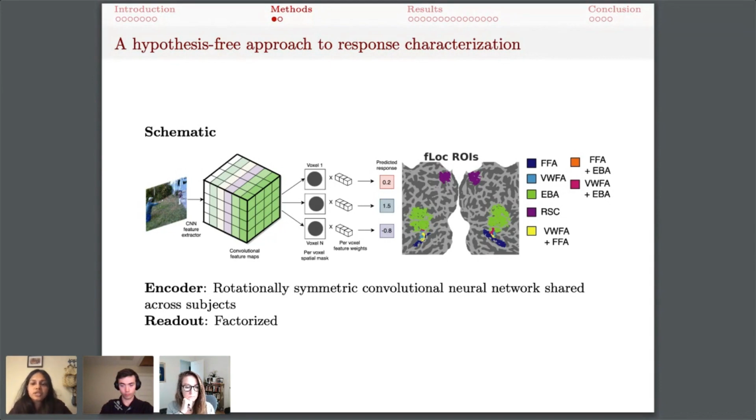And we use a rotation equivariant convolutional neural network architecture to learn this representational space from brain activity data. And we employ a linear readout on top of this feature space that is shared across subjects to predict the responses of individual voxels. And this linear readout is further factorized into spatial and feature dimensions to separate feature tuning from visual field biases.